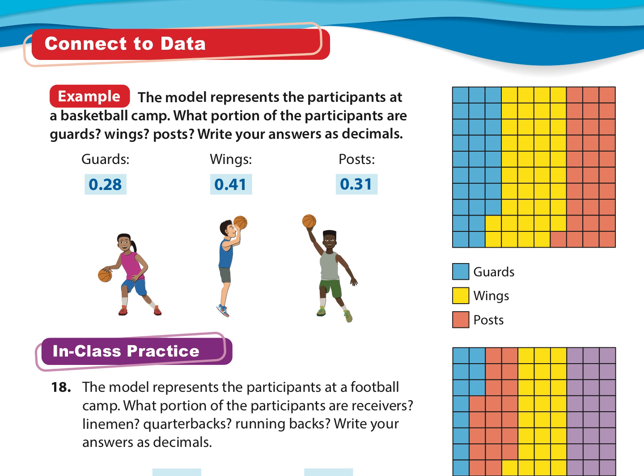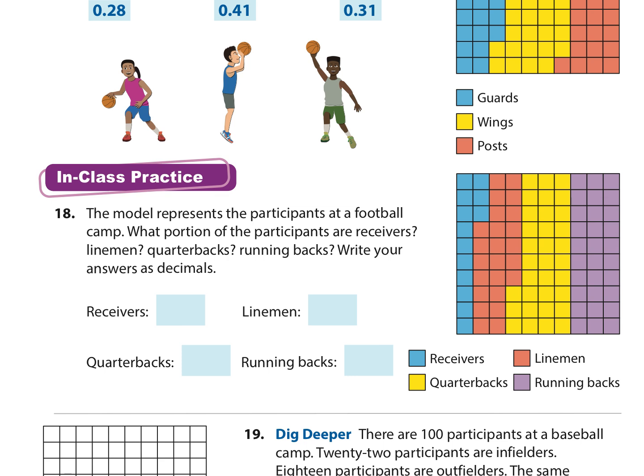Everybody understand how this works? The wings, 10, 20, 30, 39, 41. So 41 hundredths. Okay, so let's try 18. It's very similar, except this time it's talking about football camp. We have linemen, quarterbacks, running backs, and receivers.